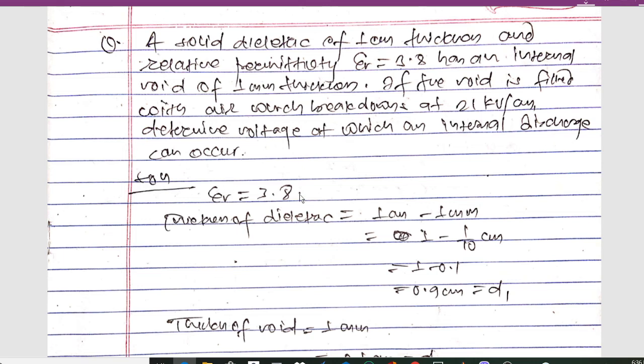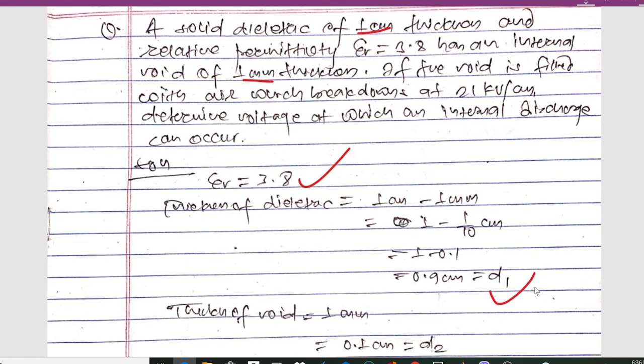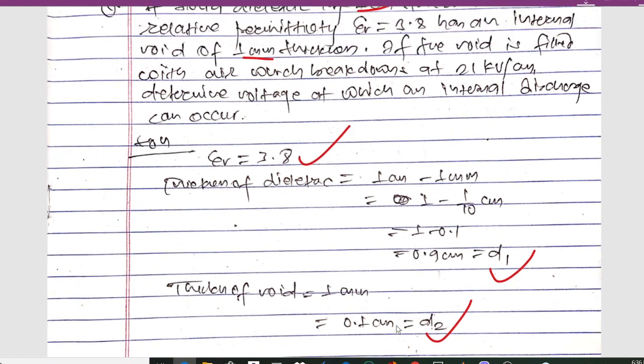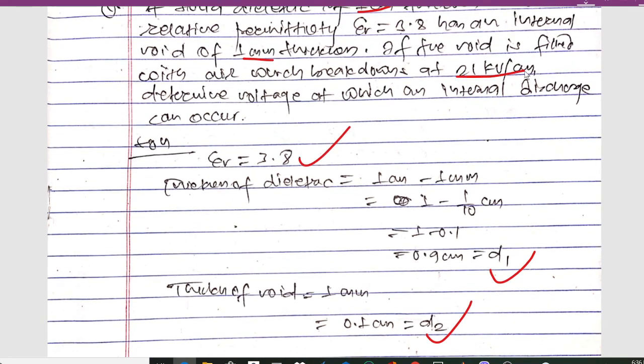So here we have epsilon r given as 3.8, and the thickness of the dielectric will be this. The solid dielectric is 1 centimeter thick and has an internal void of 1 mm given, so 1 centimeter minus 1 mm is going to give 0.9 centimeter. So this is the value of d1 here. And now the thickness of the void is 1 mm given, so this will be d2, and E2 will be 21 kilovolt per centimeter. Here we will consider this value as E2.